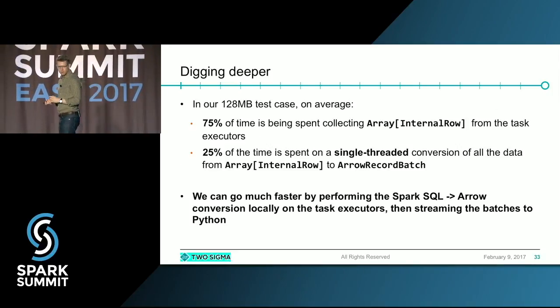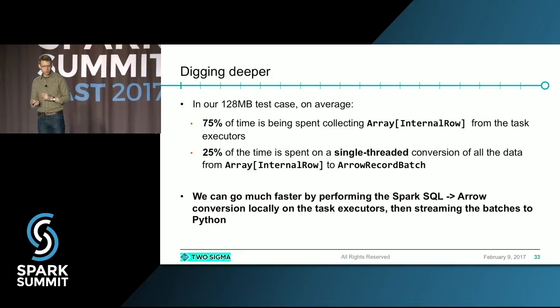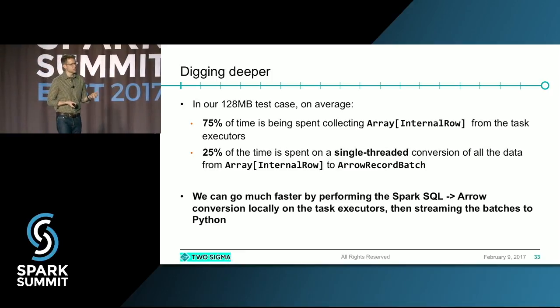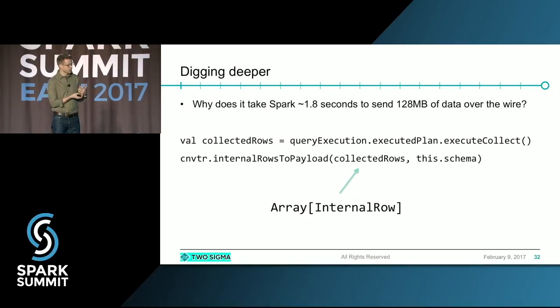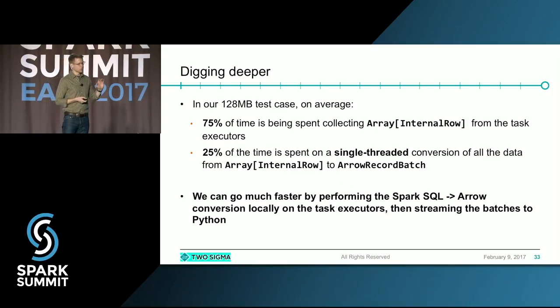I dug further and broke down that performance and found that about 75% of the time was spent preparing an in-memory Scala array of internal rows, and then about 20% of the time was spent in a single thread that converts those internal rows into Arrow format.